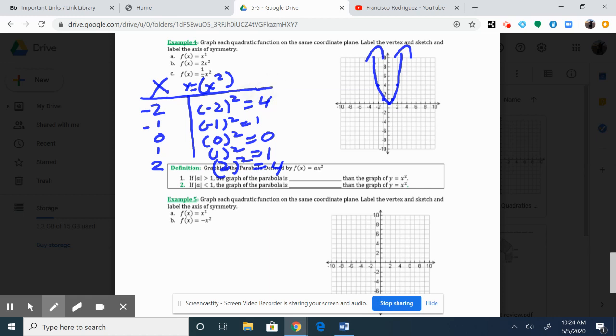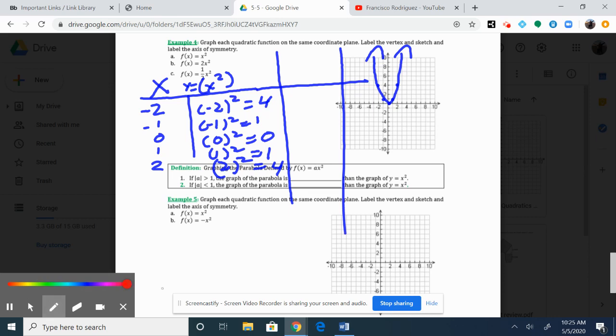Now, whenever we have a number in front of the x, we're just going to perform that operation by doing whatever it is. So as an example, on B, we have 2. So after we square, we're just going to multiply whatever the value is and double it. So in this case, our 4 becomes an 8.